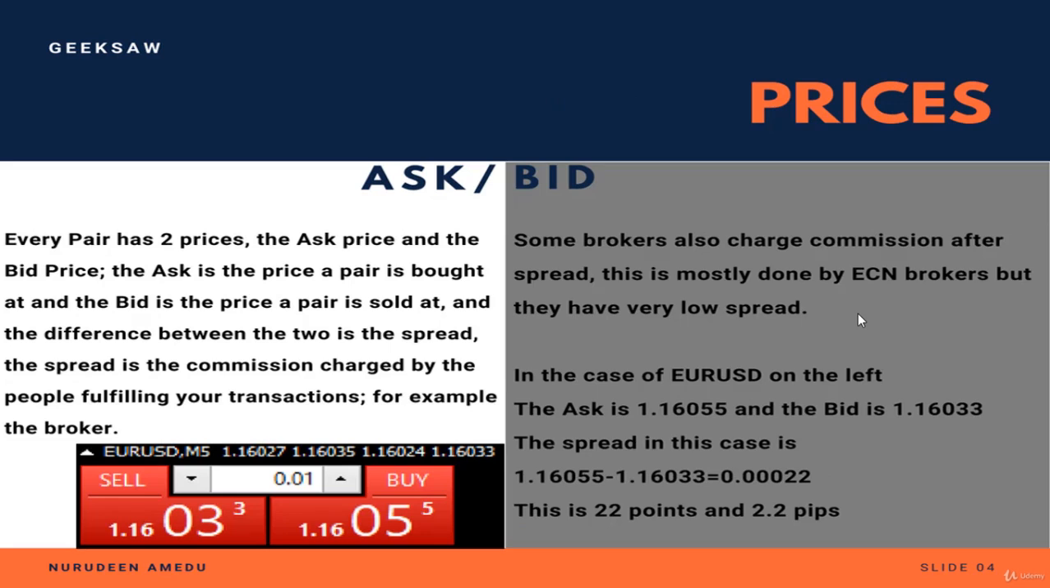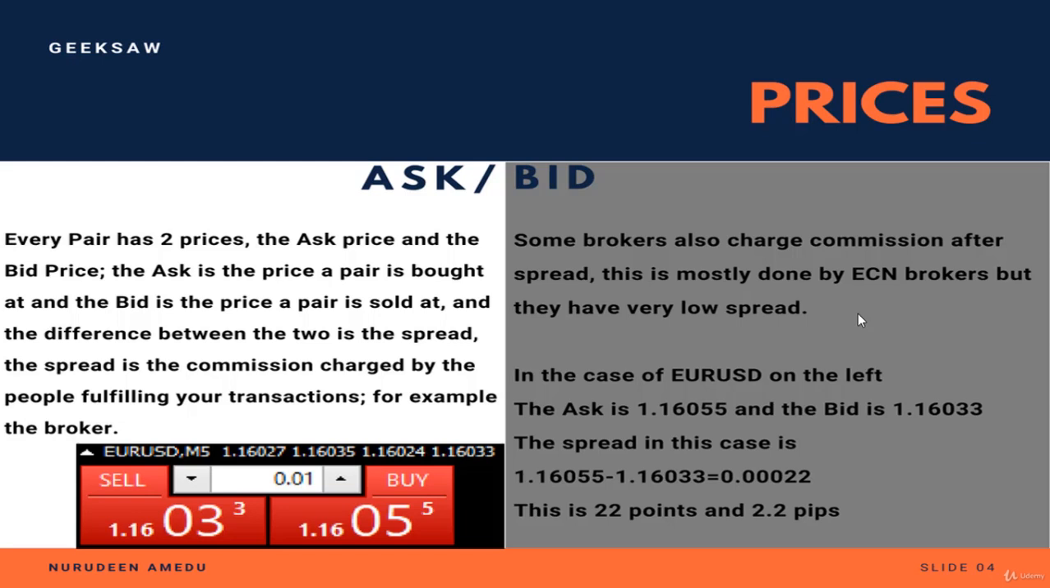Now, the ask and the bid prices. Two prices are shown on every pair, and the distance between those two prices is the spread. You have the ask and you have the bid price. The ask price is the price where you buy at. If you're going to buy the Euro USD, the ask is what you pay. If you're going to sell the Euro USD, the bid is what you get. Now, every pair has two prices, the ask price and the bid price. The ask is the price a pair is bought at, and the bid is the price a pair is sold at. And the difference between the two prices is the spread.